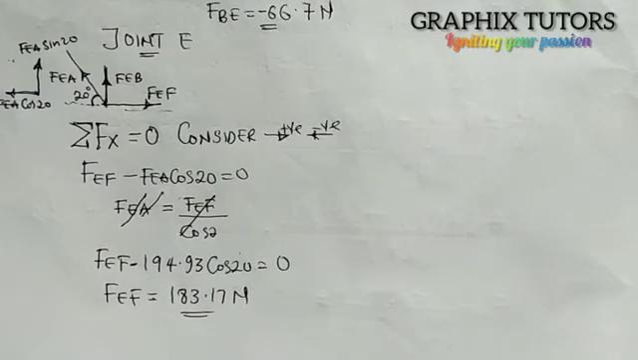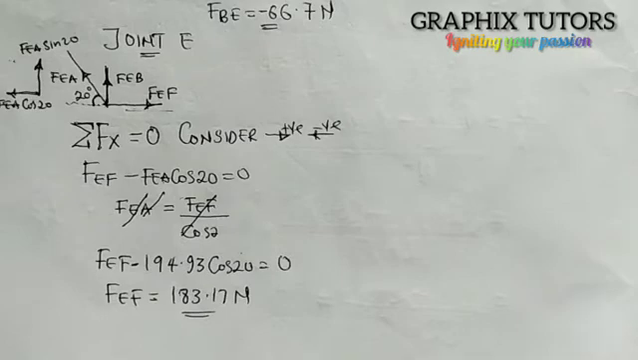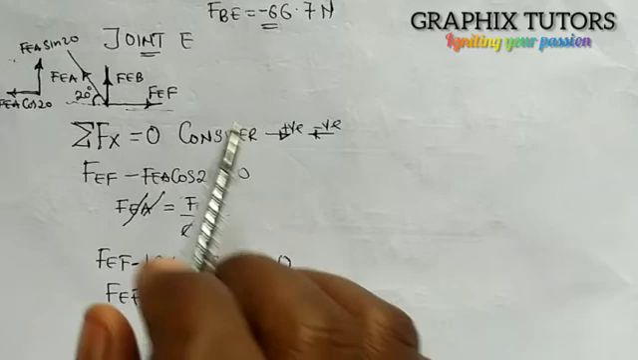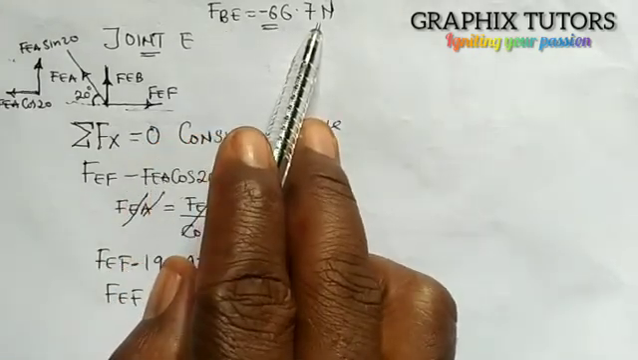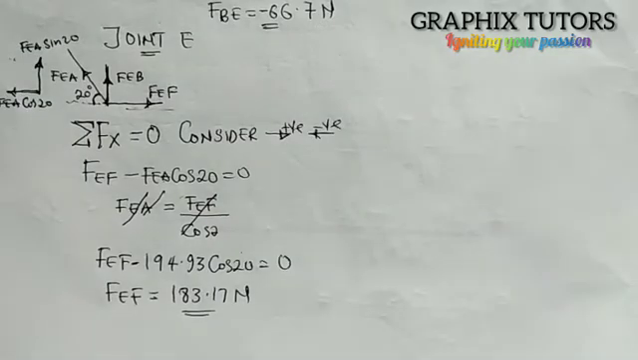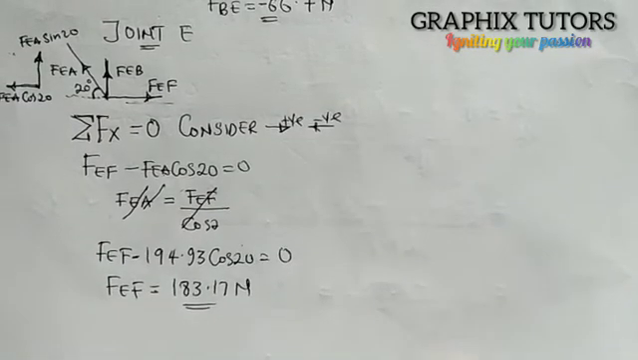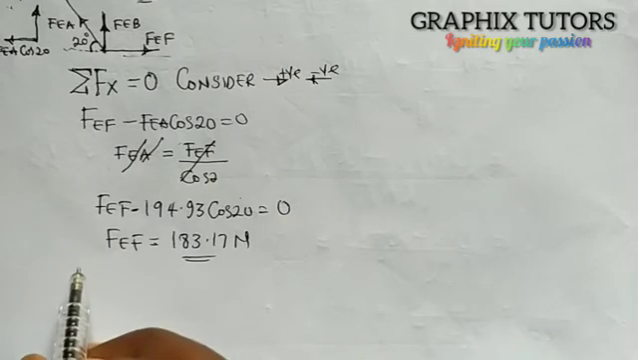So we have that to be my FEF, and we already know my FEB. To get my FEB, we have FEB, such as FBE initially, right? So if we go to joint B, it's where we have FBE, which is minus 66.7, right? So now we'll do the summation of Fy. Let's see.